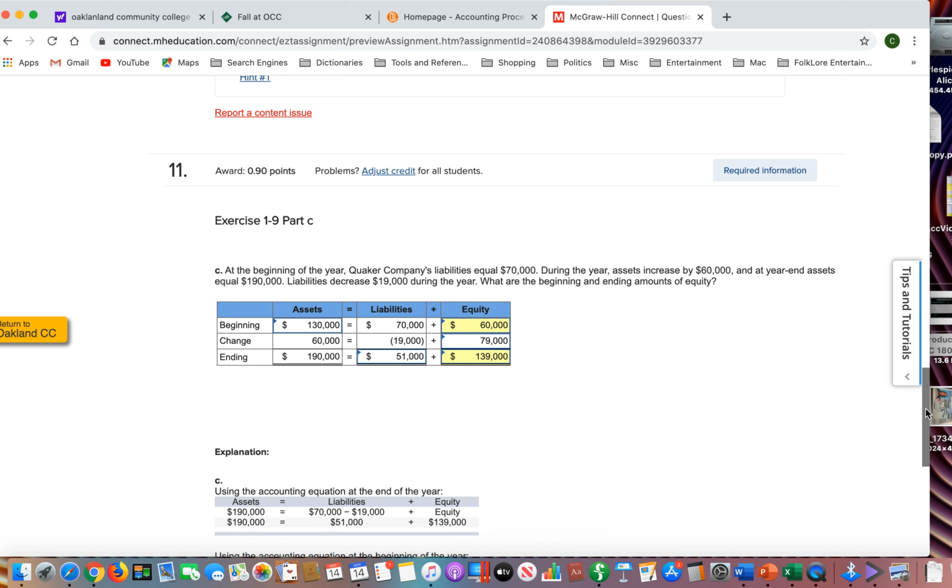Just look at this, folks. You got to understand how assets equals liabilities plus owner's equity. Once you keep that in mind, you can determine the ending balance or the beginning balance of equity or liabilities if you give enough information. But keep that equation in mind. That's called the accounting equation, and you must keep it in mind.